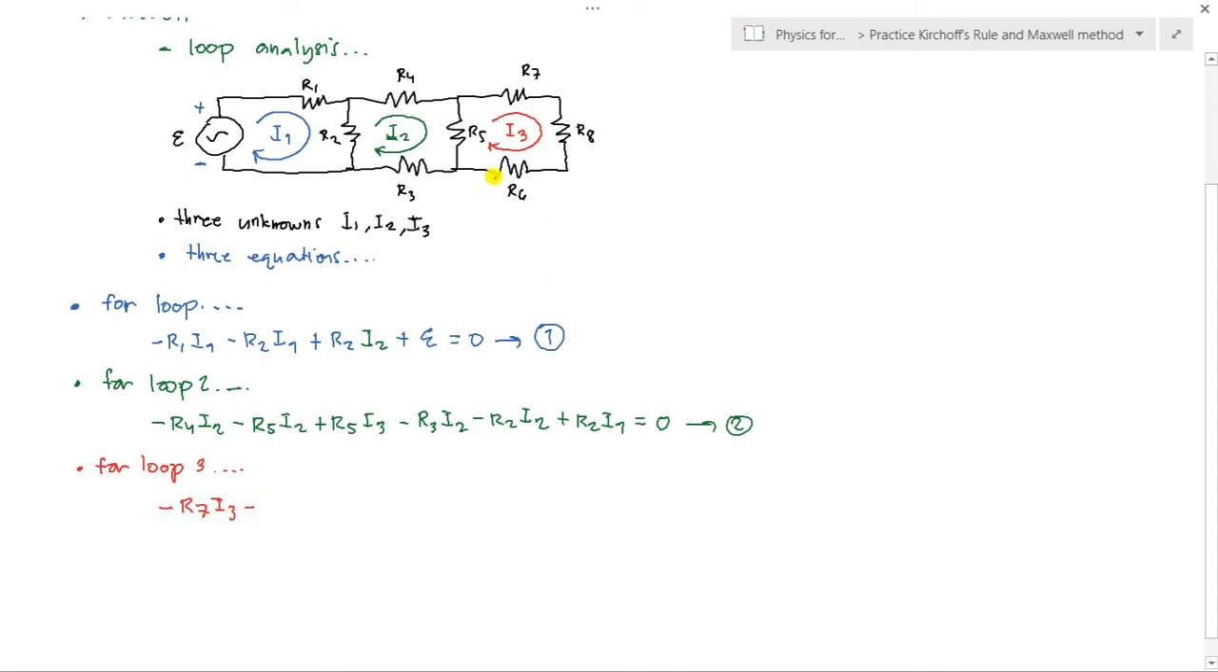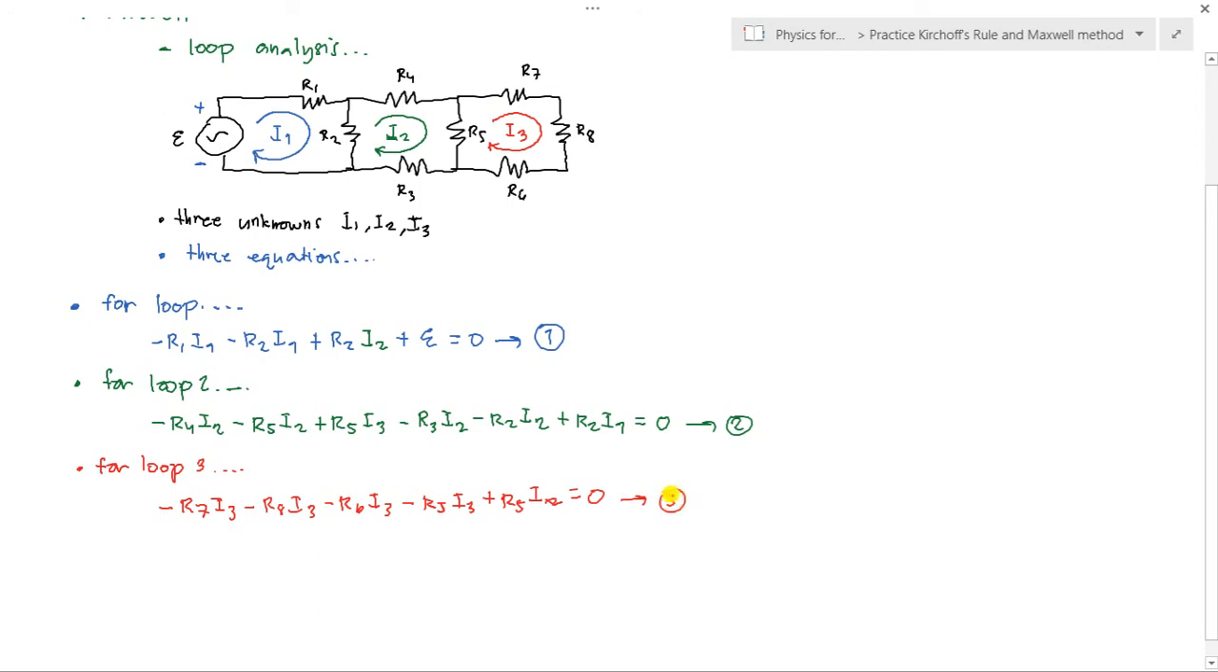Then for R8, minus R8 I3, because it's a voltage drop. For I3 passing through R6, that is minus R6 I3. And then for R5, voltage drop again, minus R5 I3. However, not only I3 interacts with R5, resistor number 5, but also I2, the second current, but in the opposite direction. So we're going to take that one as positive. That is plus R5 I2 is equal to 0. So this would be our equation 3.